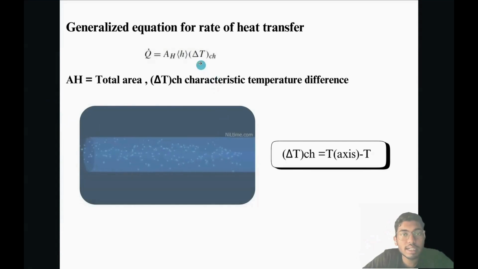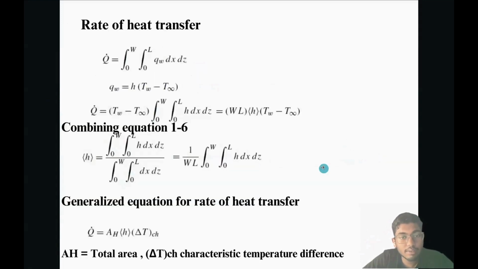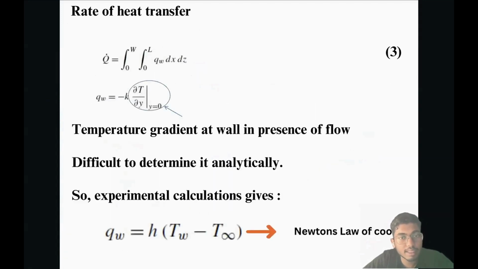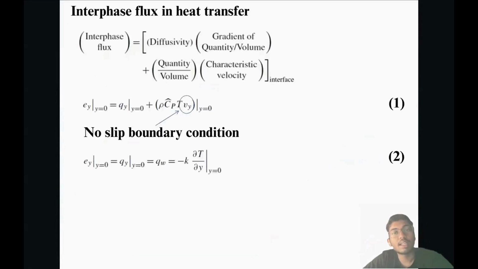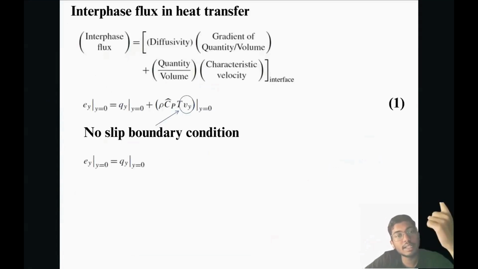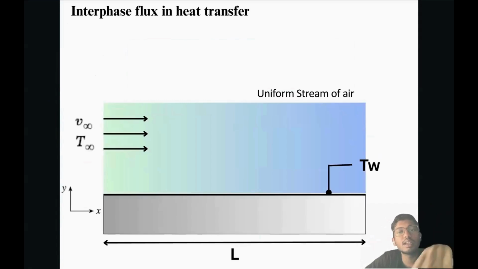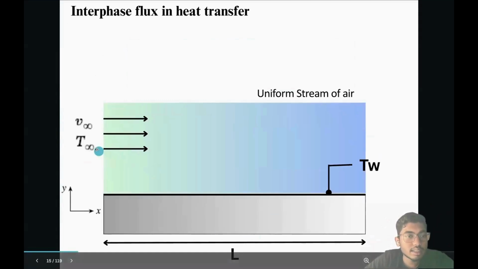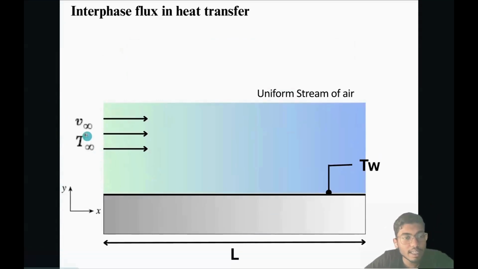So here in delta T, it will become T axis minus T. Earlier, if we are looking at flat plate, we will see the T infinity represents the temperature at a distance infinity, that is y is equal to infinity. See this, this is T infinity. At y is equal to infinity, we get the temperature T infinity, and this is the temperature which we are going to use in characteristic temperature.